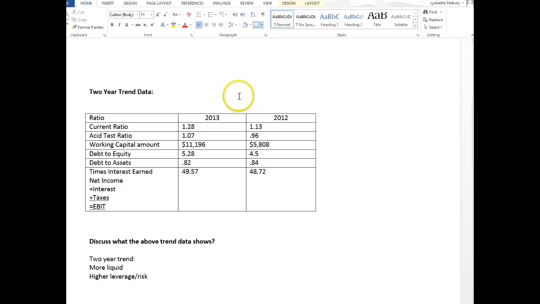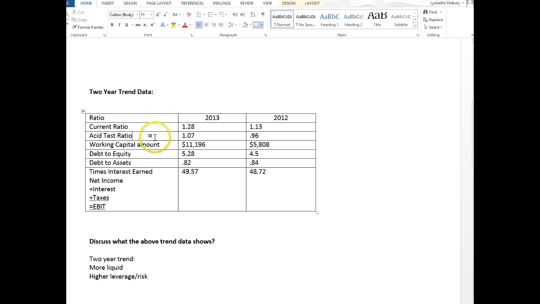From 2012 to 2013, we did a little bit of trend analysis. IBM's current ratio was 1.13, or for every dollar they had in debt, they had $1.13 in assets to support it. It improved in 2013. They now have $1.28 for every dollar in current liabilities. The asset test ratio is a more stringent test, and again, you can see improvement from .96 to 1.07. So for every dollar they have in liabilities, they have $1.07 in quick assets to pay them.